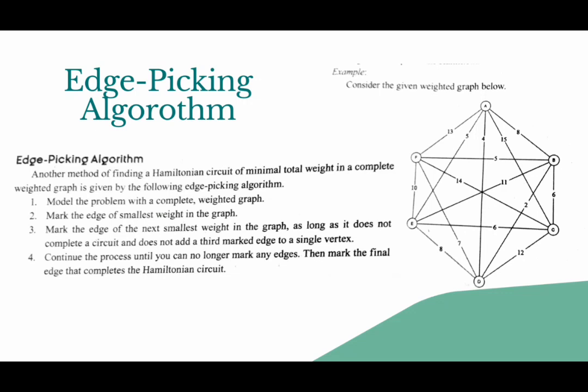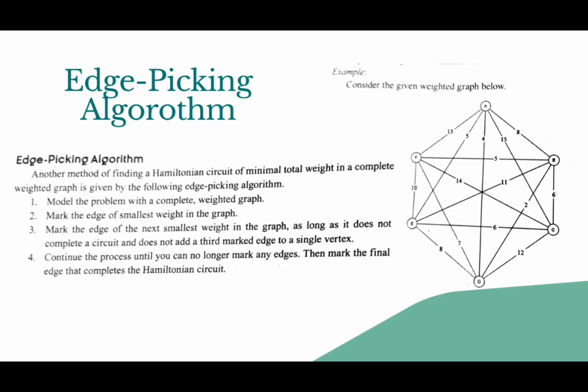So we choose the final edge to form the Hamiltonian circuit, which is the edge FE. So we begin at vertex A. The Hamiltonian circuit is A, D, B, F, C, E, A.